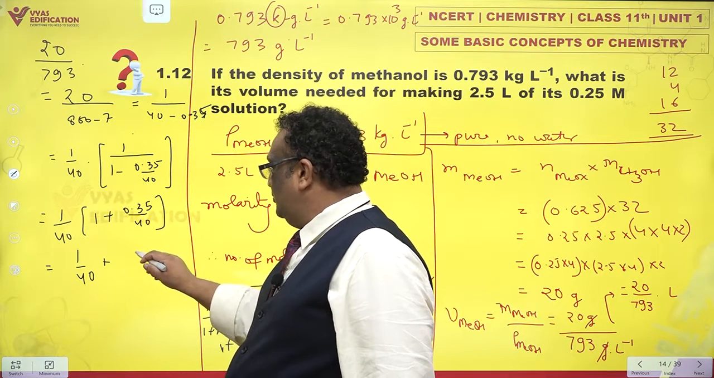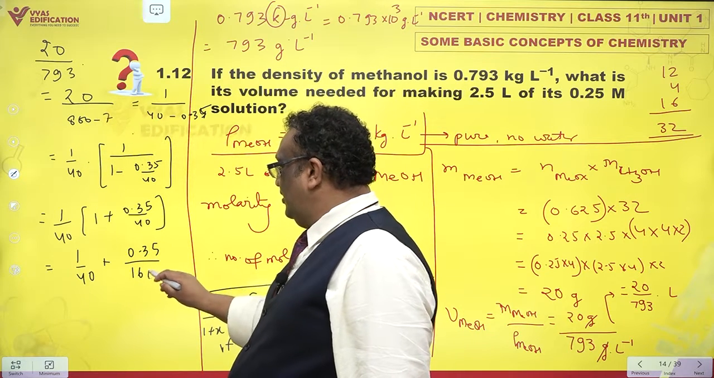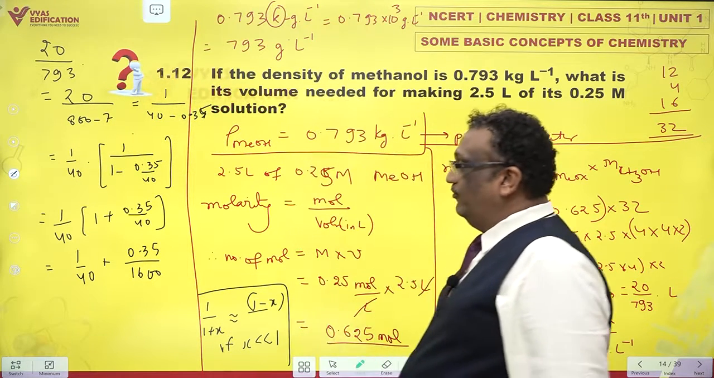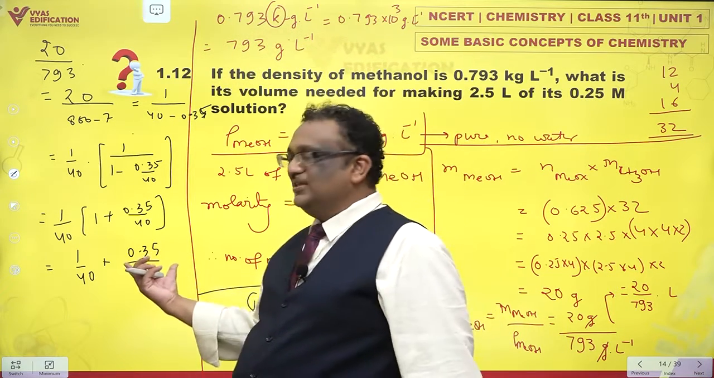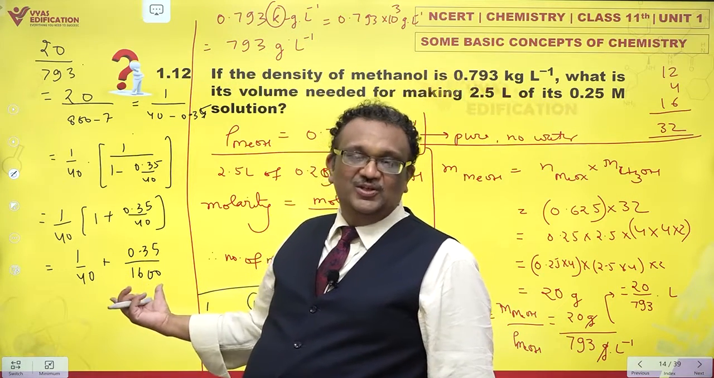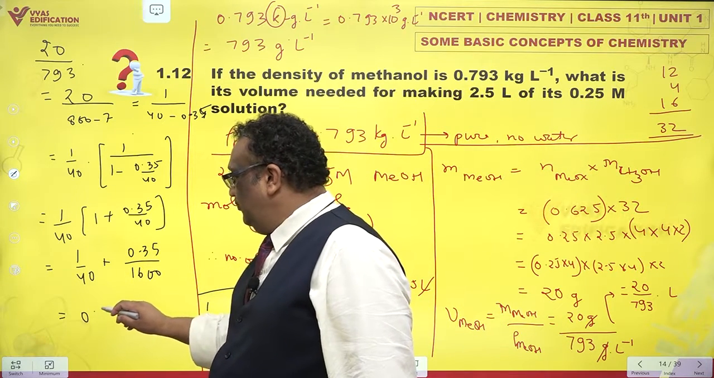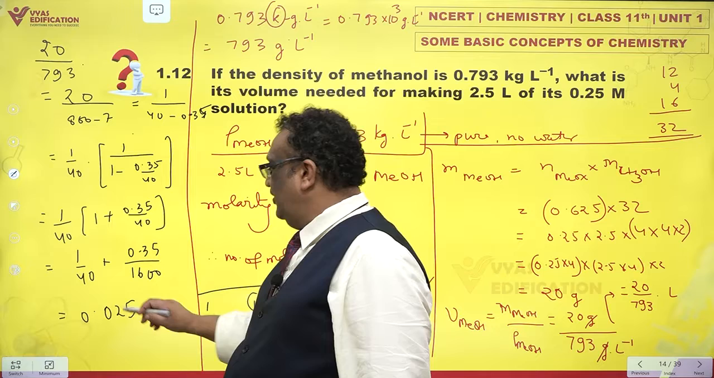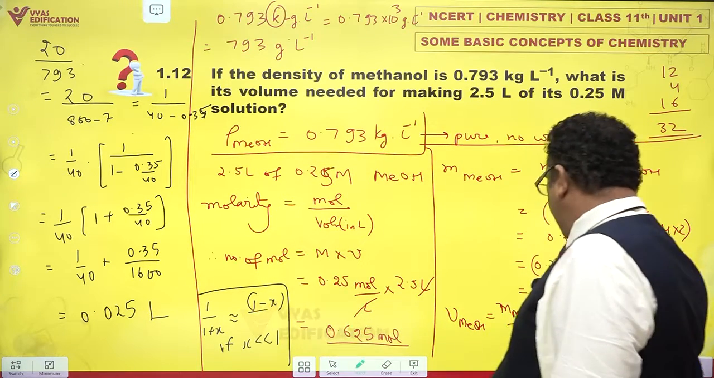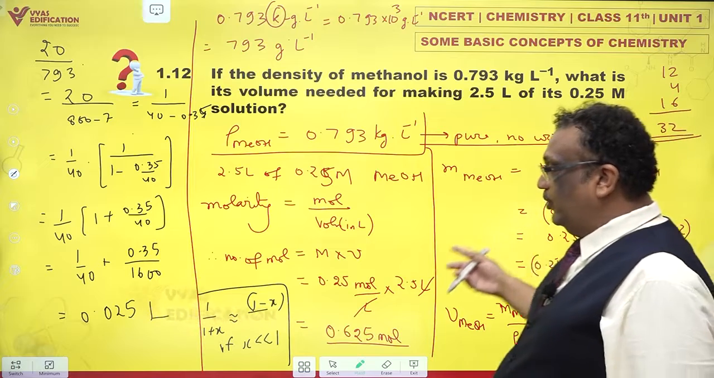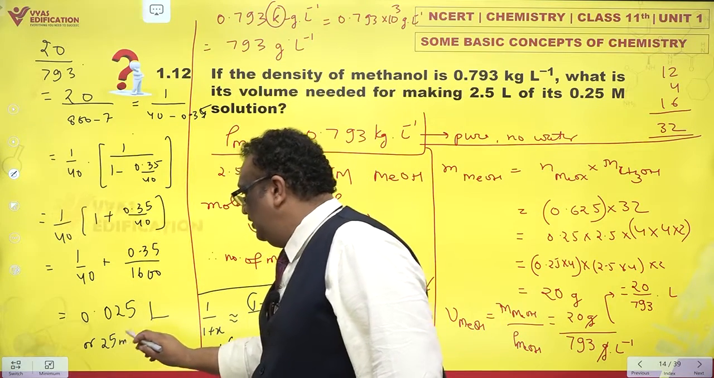So this is 0.35 over 40 into 40, 1600. If you're willing to take that uglier number, sure. If you want, you can just neglect it. It's actually very negligible. So what do we write? We simply say 1 upon 40 is what? 0.025 liters. Right? The volume they wanted, 0.025 liters or 25 ml.